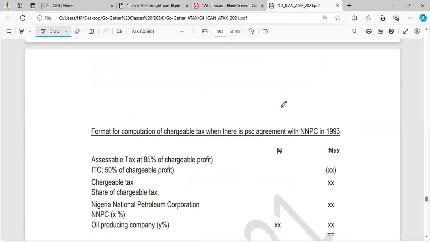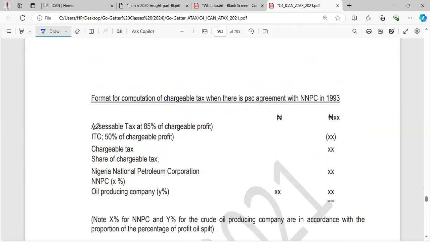look at the format. Let's look at the format now. Assessable tax at 85% of chargeable profit, as we calculated before. Investment tax credit of 50% of chargeable profits is going out. Then your chargeable tax is this here. Now this chargeable tax can be shared. NNPC will take its own percentage, and the oil producing company will get their own percentage.